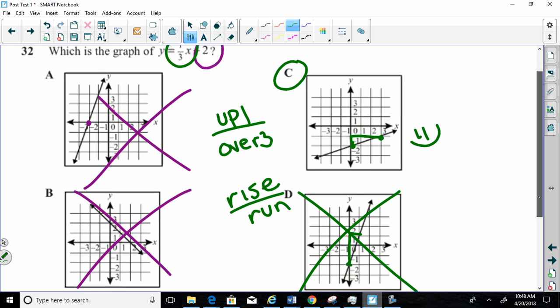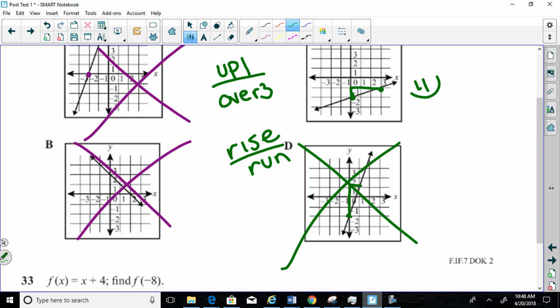Just the way you explained it. Yeah, I realized I explained it wrong. If you went up 3 over 1 instead of up 1 over 3. So it's rise over run. So your slope is 1 over 3, which means you're going up 1 over 3. So which one goes up 1 over 3? This one does. This one doesn't go up 1 over 3. It goes up 3 over 1. That slope would be 3 over 1.